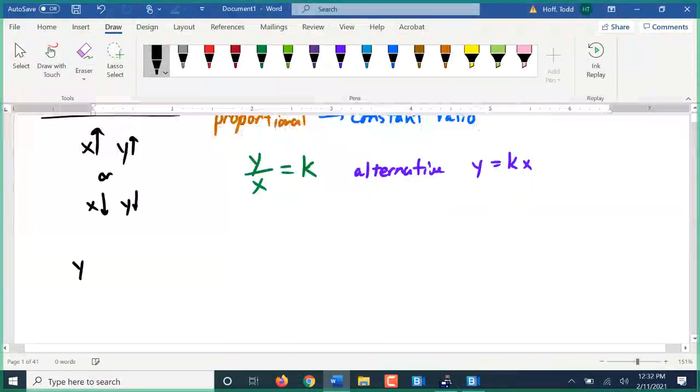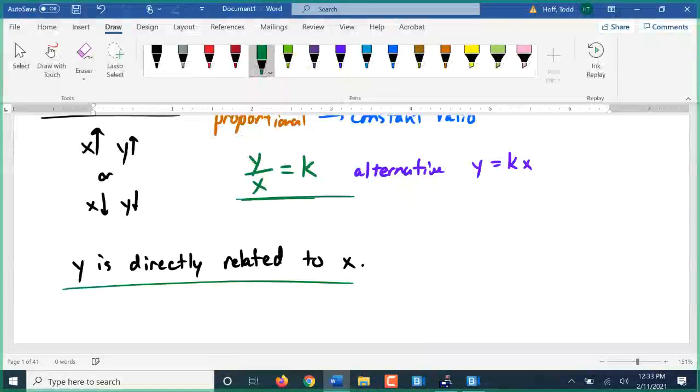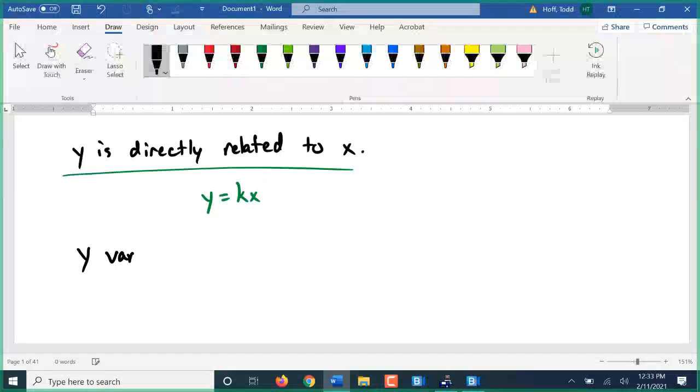If we are told that y is directly related to x, that's really all it is telling us: y is equal to a constant times x. Now, there's other wording rather than directly related to x. It could say y varies directly with x. That's saying the same thing, but we might have more information.